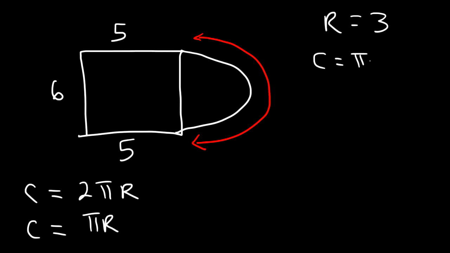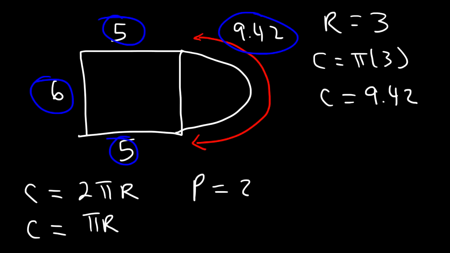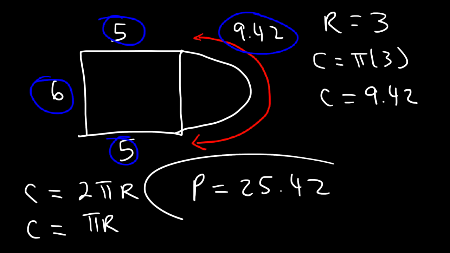So that's going to be pi times 3. So 3.14 times 3, that's about 9.42. That's the circumference of the semicircle. So now, to find the perimeter, we just have to add up the 4 values. 5 plus 5 is 10, plus 6, that's 16, and 16 plus 9.42, that will give us the perimeter, which is 25.42 units.